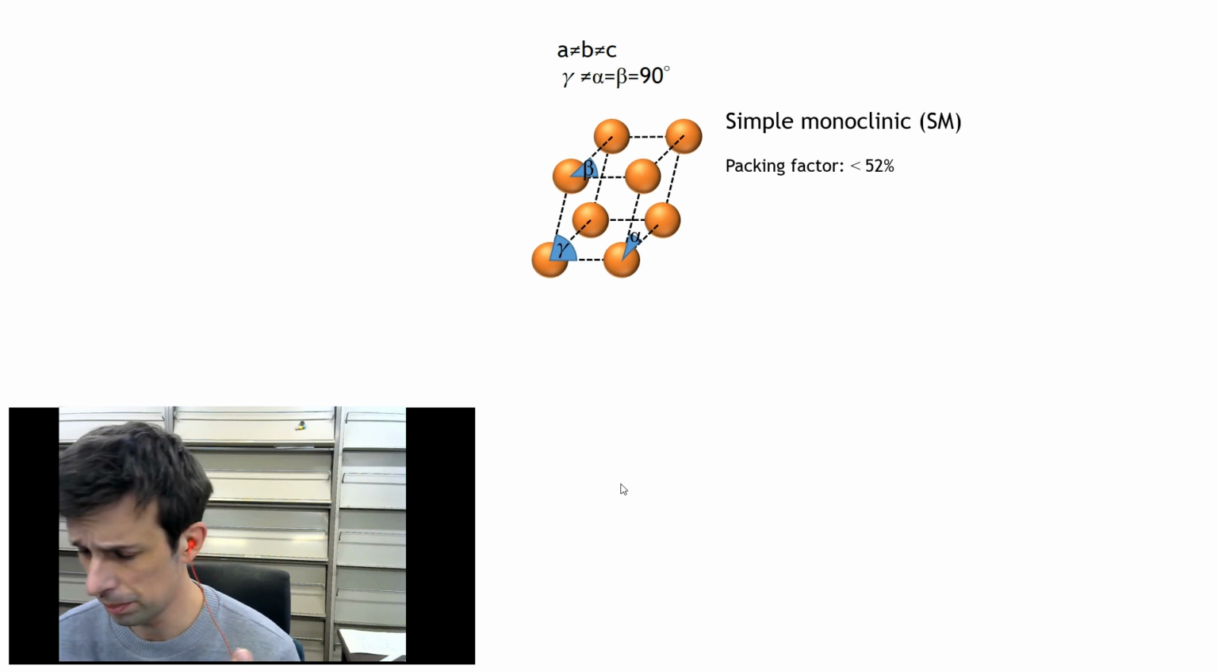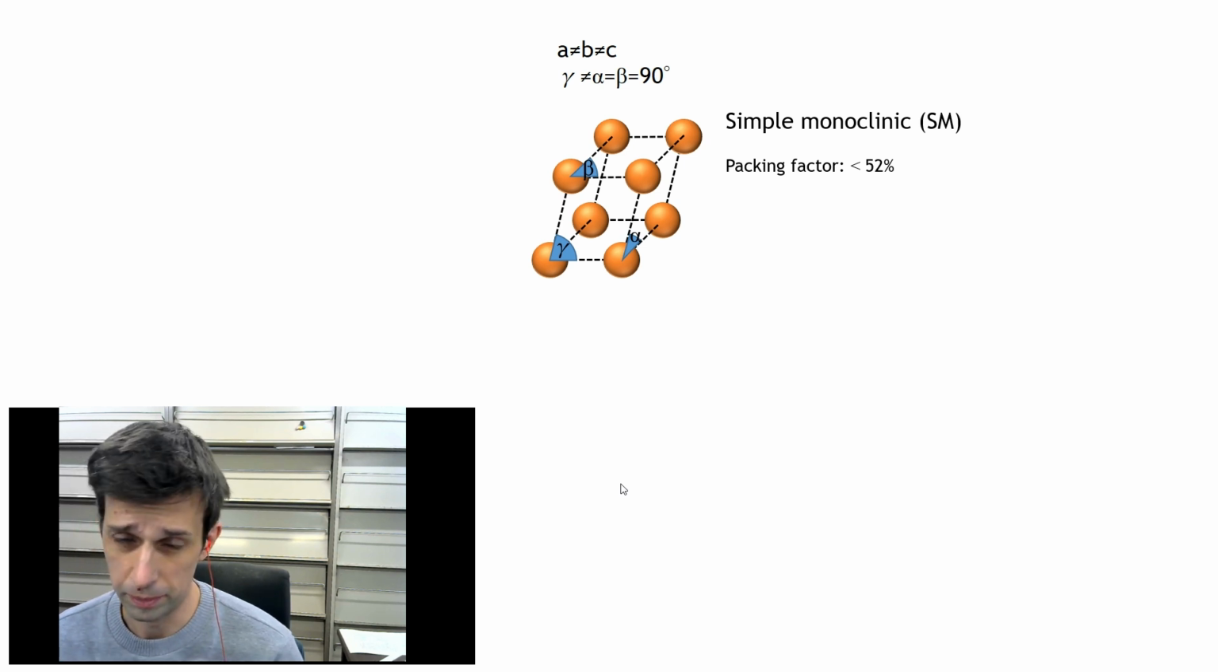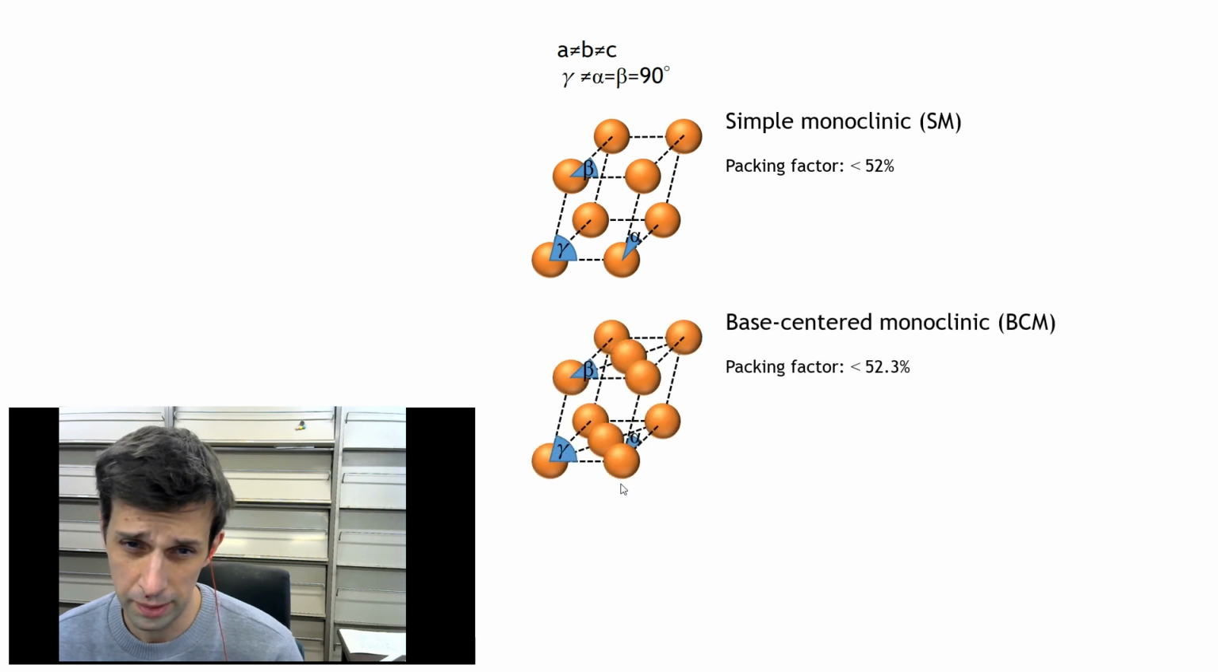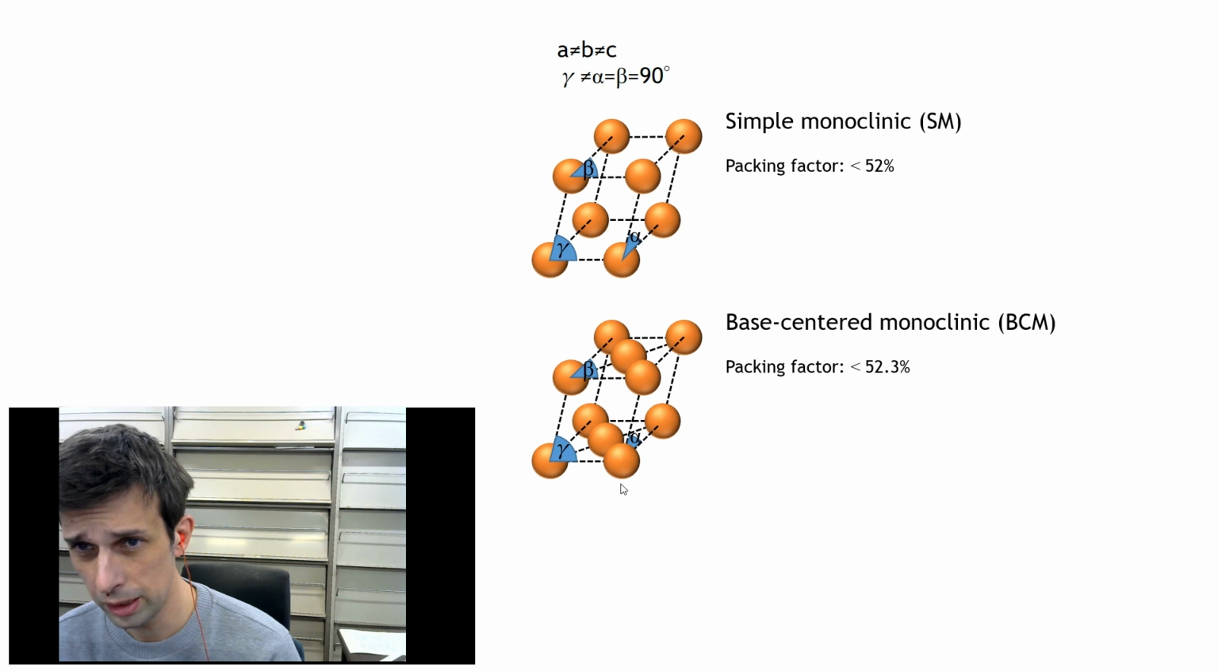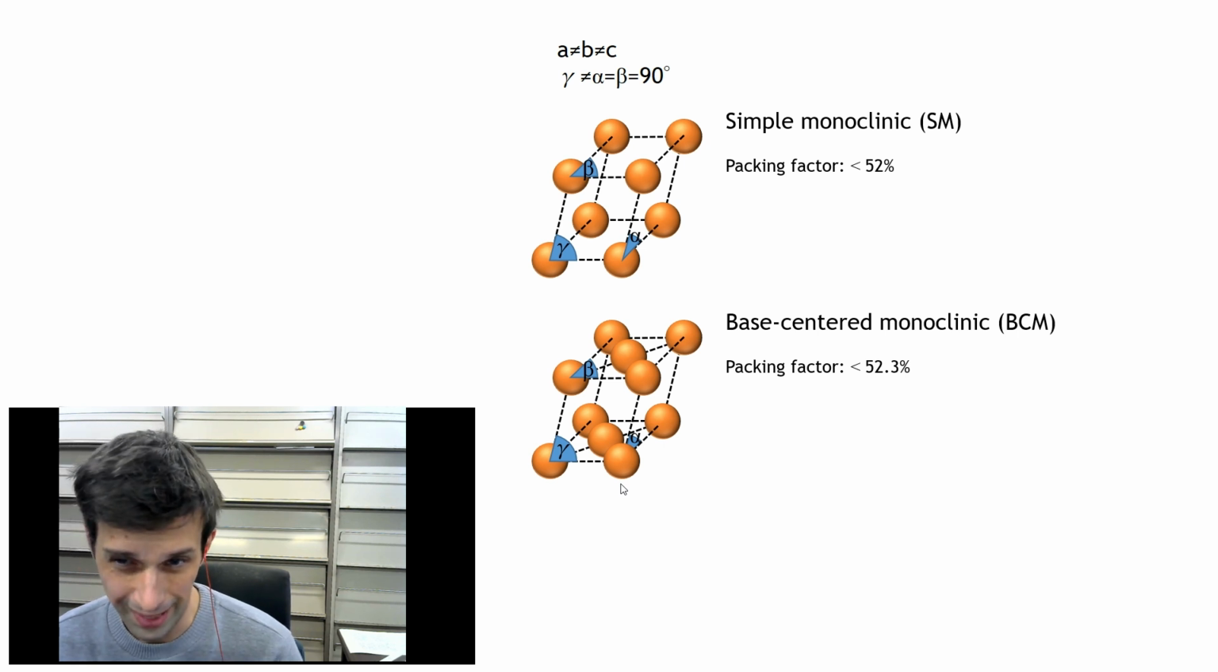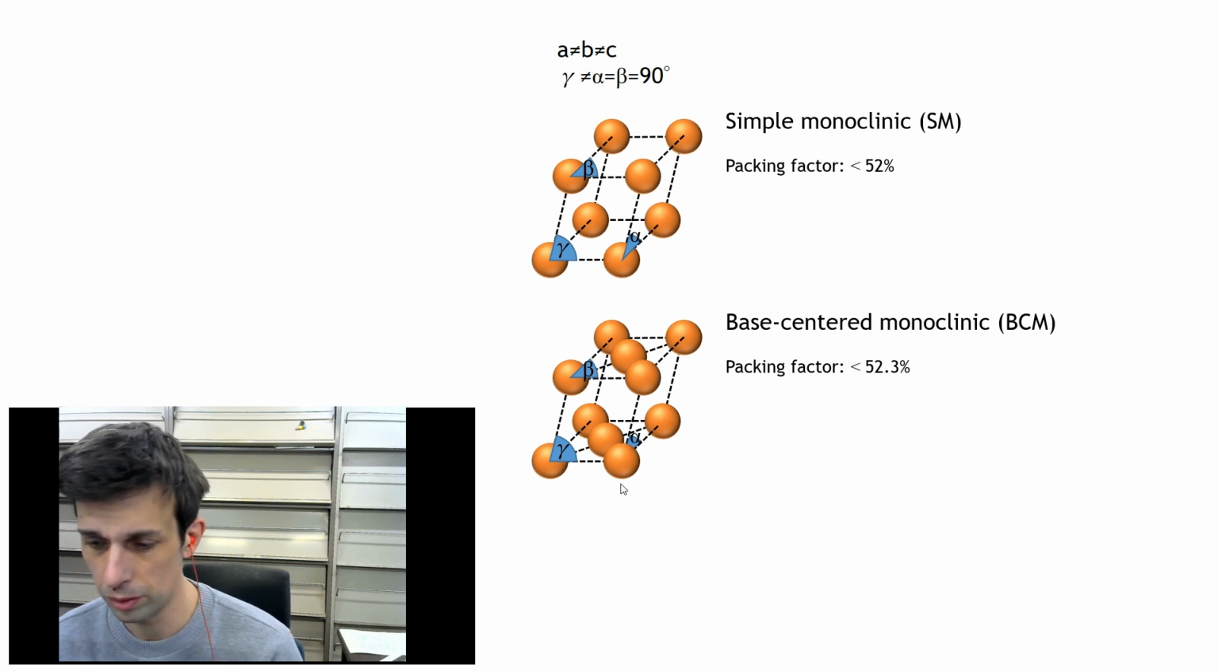This is a structure that can be found, for example, in zirconia. So it's not even a weak structure. It can have quite high properties. And also in calcium sulfate, for example. And then there is another structure in the same family, which is the base-centered monoclinic, which has, again, a slightly better packing factor, as we already saw before for base-centered structures.